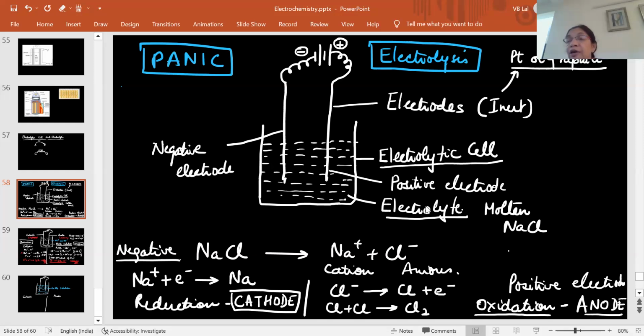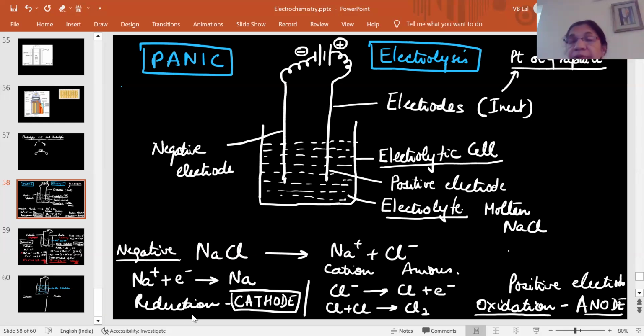Now what happens at the anode? The negatively charged ions, which are the chloride ions, give out electrons, because the positive electrode is connected to the positive terminal of the battery, so it is deficient in electrons. So chloride ions lose their electrons here. There is a loss of electrons, and so chlorine is formed here. And this electrode where oxidation, loss of electrons, happens becomes the anode.